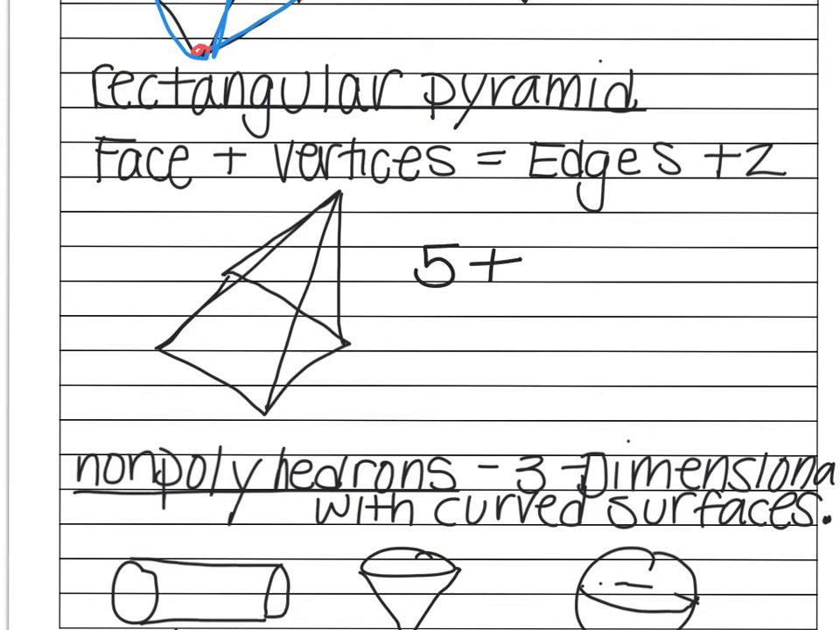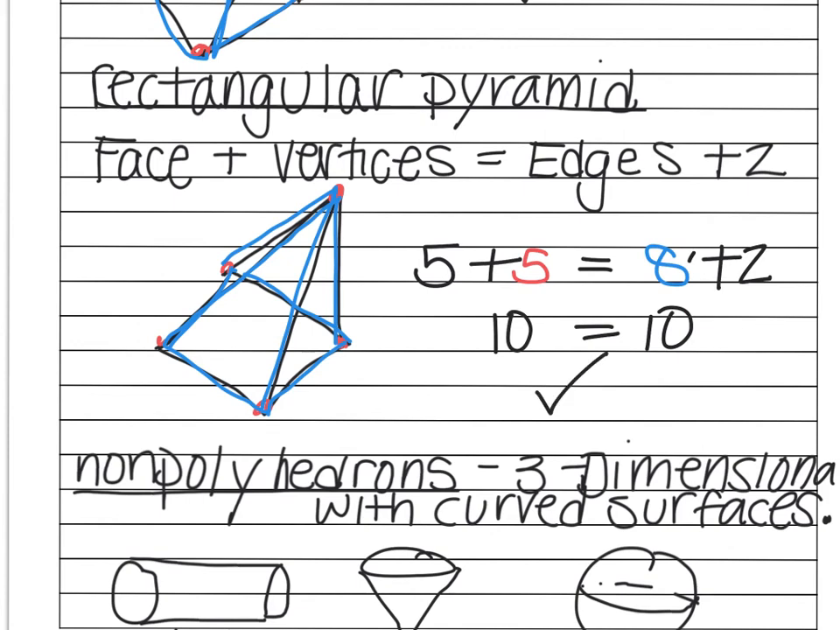And then we have to count our vertices. So we got 1 at the top, and then the 4 corners here. So we have 5. And then we count our edges. So we got 1, 2, 3, 4, 5, 6, 7, 8. So we have 8. And then we add plus 2. So 5 plus 5 is 10. 10 equals 8 plus 2, which is 10. So again, this Euler rule works.